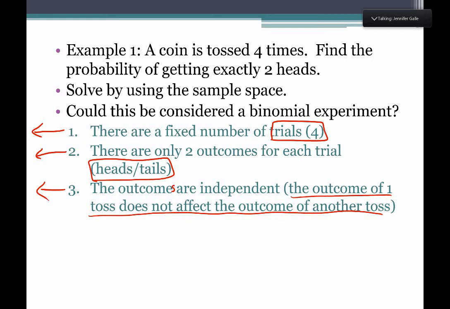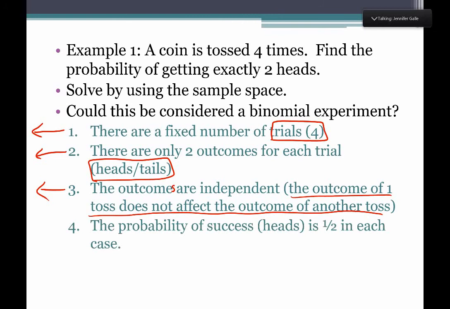All right, then last but not least, number 4, the probability of success has to stay the same for each toss. And in this case, heads is 1/2 in each case or each trial. Or you can rewrite the whole thing. It's kind of up to you. So our checklist, it looks good. All 4 things are met.